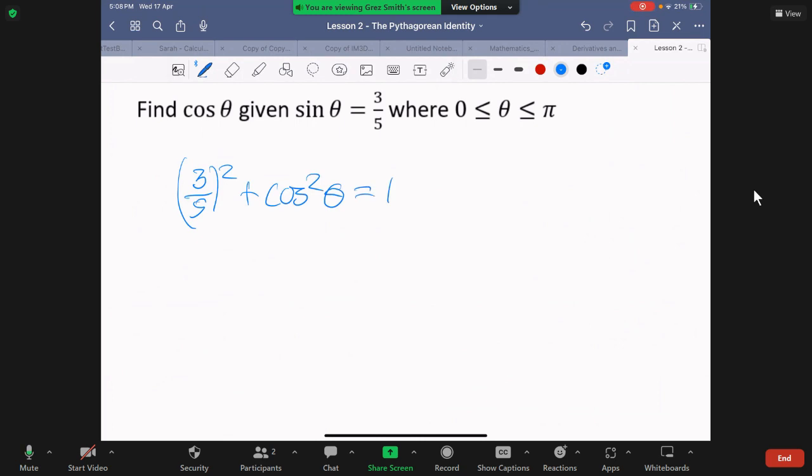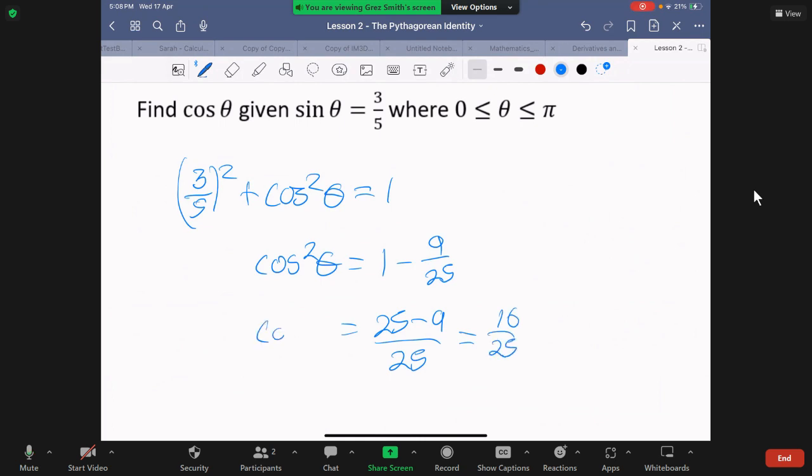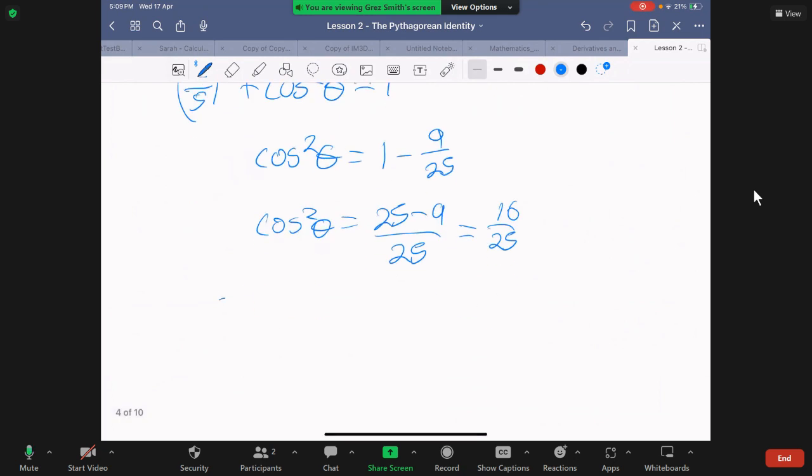We insert this value. This tells us that the cosine squared of theta is equal to 1 minus 9 over 25. That's 25 minus 9 over 25, which is 16 over 25. And this is the cosine squared of theta. This implies that the cosine of theta is equal to plus minus 4 over 5.